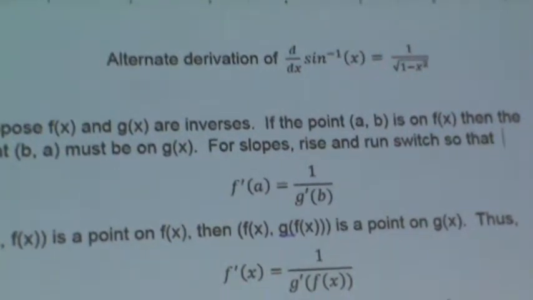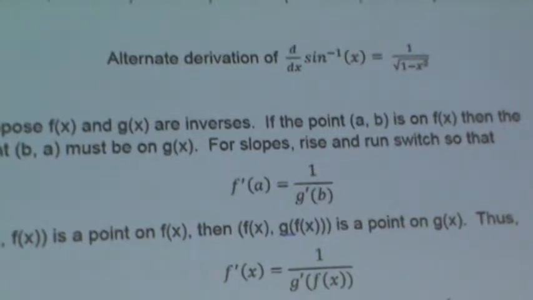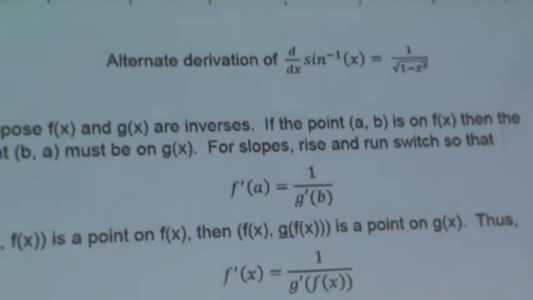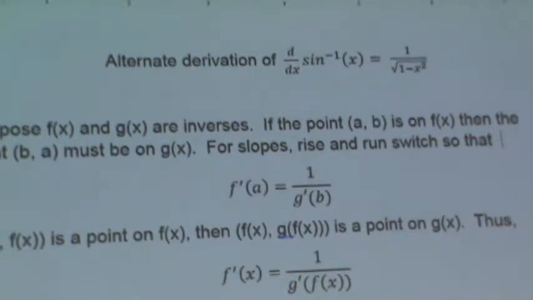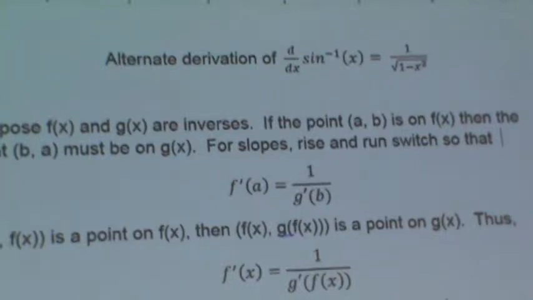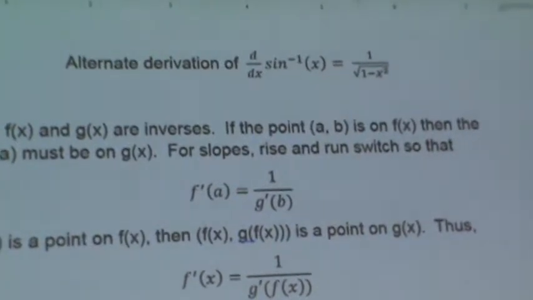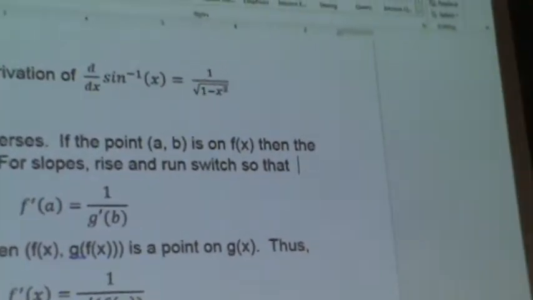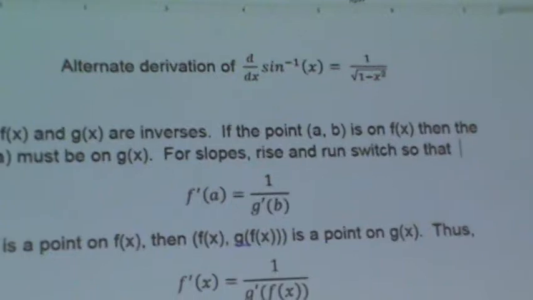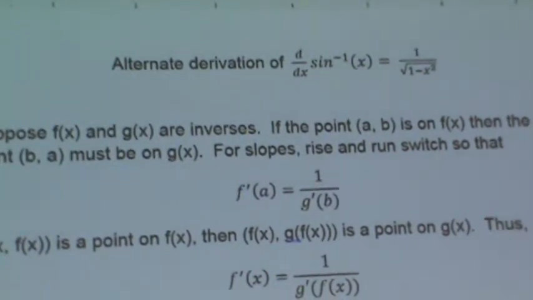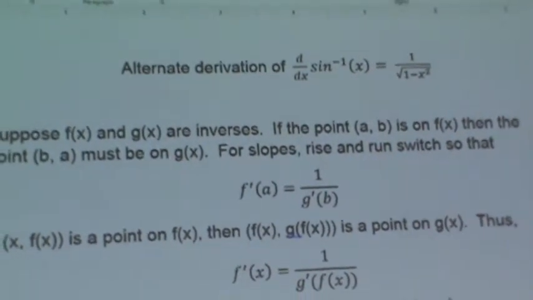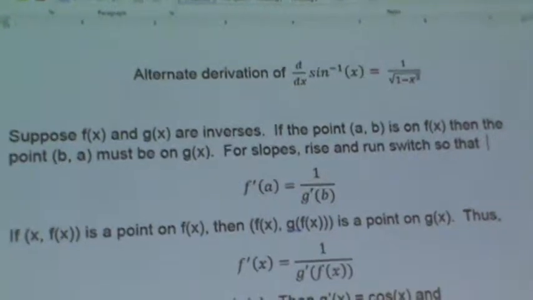So here we go. Suppose f of x and g of x are inverses, like y equals the sine of x and y equals the inverse sine of x. Those are inverses of each other. Then if the point a comma b is on f of x, then the point b comma a must be on g of x. Because if a function has an inverse, then all the x's and y's are switched. For slopes, rise and run switch, so the rise of one is going to become the run of the other, and the run of one is going to become the rise of the other.